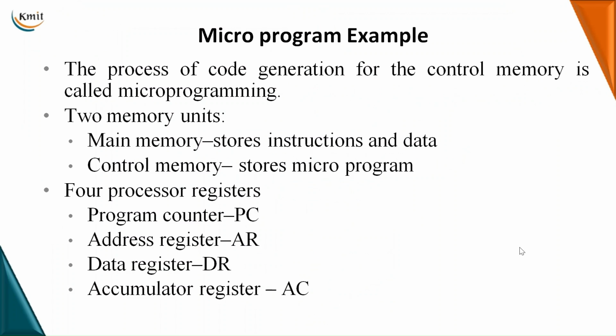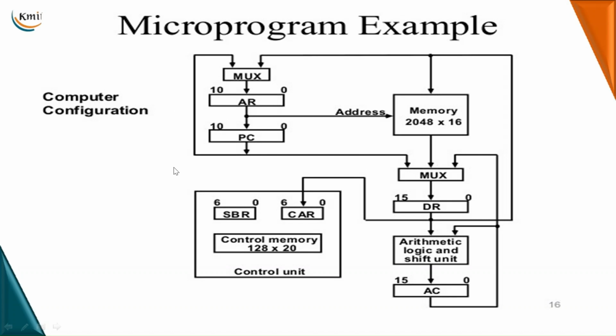Before seeing an example of a microprogram, let's first understand the hardware organization of a computer. A computer basically contains two memories. One is a main memory and the other is a control memory. This is the configuration of a computer system which contains two memories. The main memory is a storage location which is used to store your instructions as well as the data which is required to execute a particular instruction.